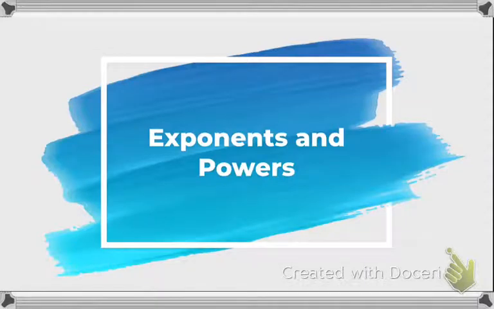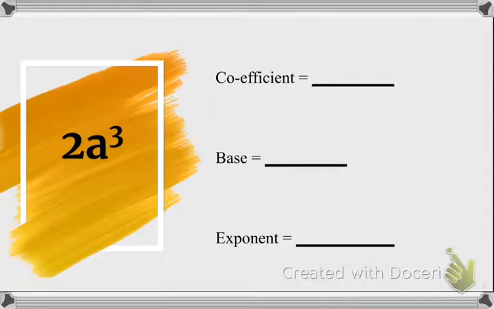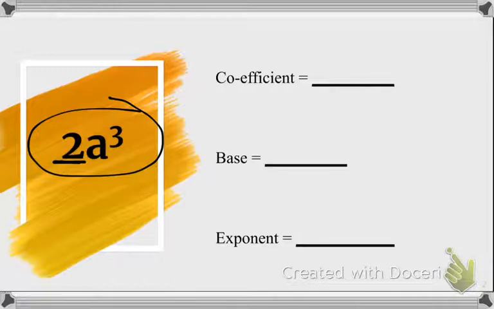The next lesson, review lesson, is going to be on exponents and power. So this here is what a power looks like, and there's the different parts of a power. We've got a coefficient, a base, and exponent. This 2 here has nothing to do with the exponent 3, so this is just in front of this term. Therefore, the 2 is the coefficient.